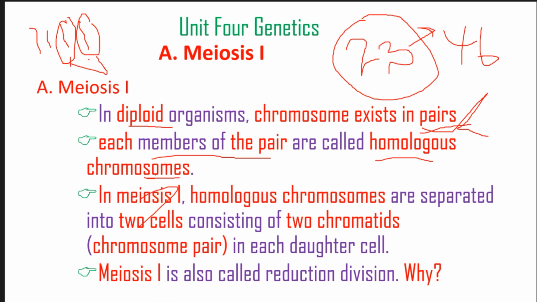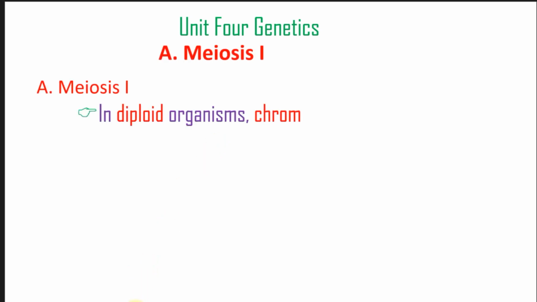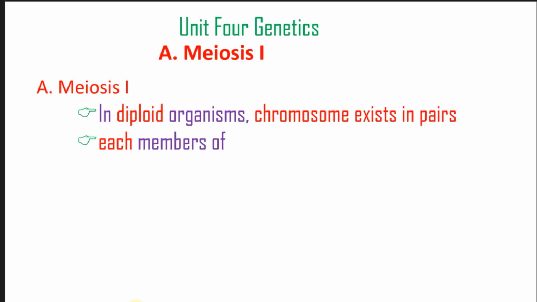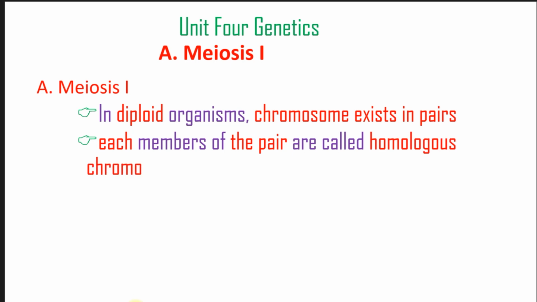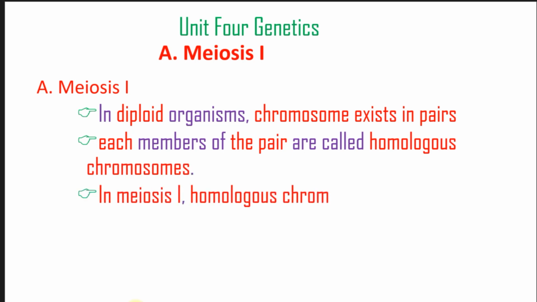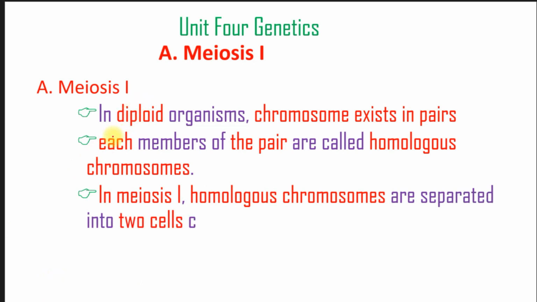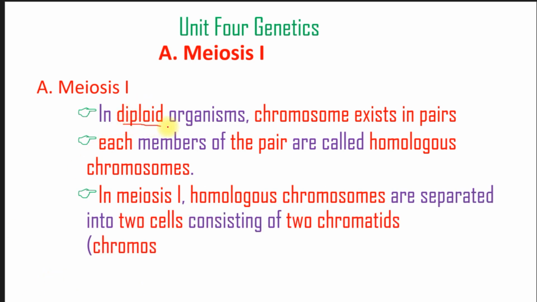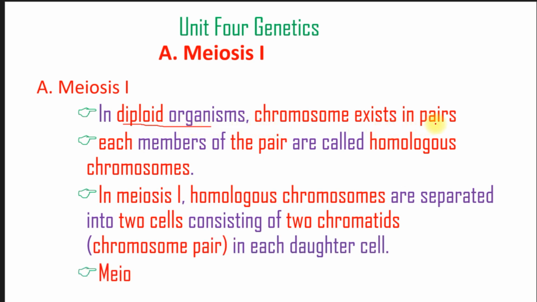In meiosis first, don't forget we are talking about meiosis first. As I told you before, meiosis has two stages, known as substages: meiosis first and meiosis second. What are the main events that happen in meiosis first? In diploid organisms, chromosomes exist in pairs.